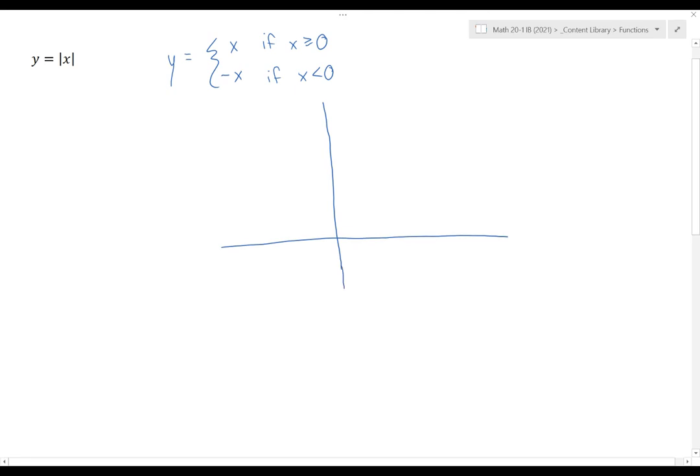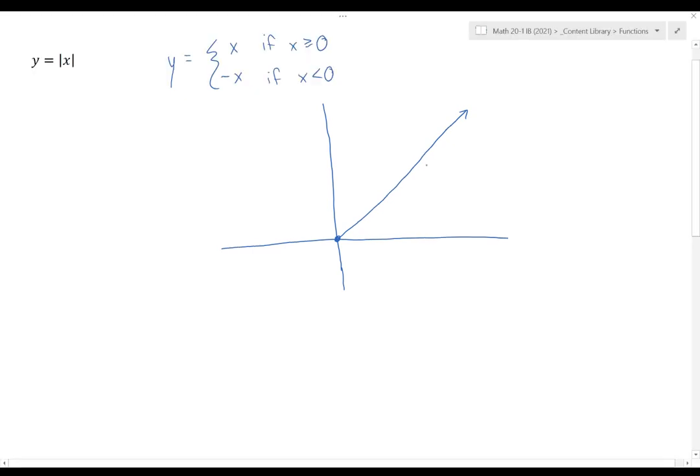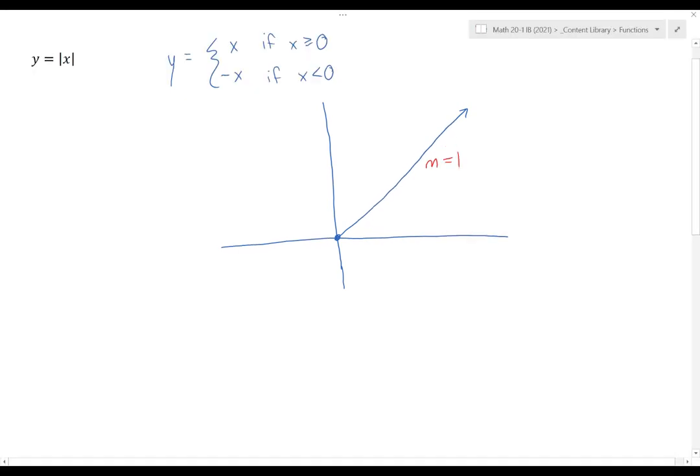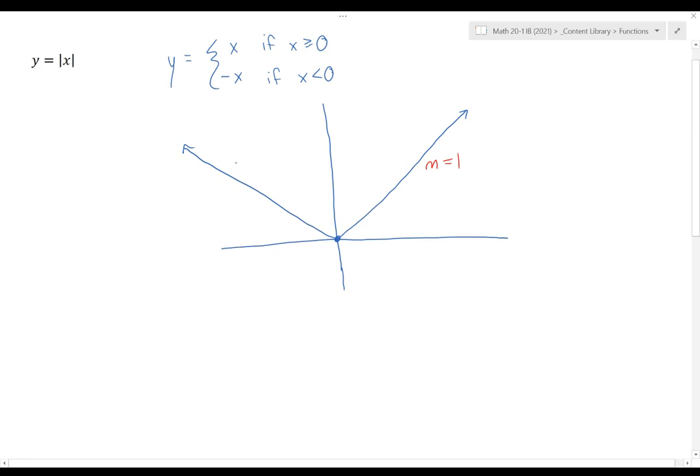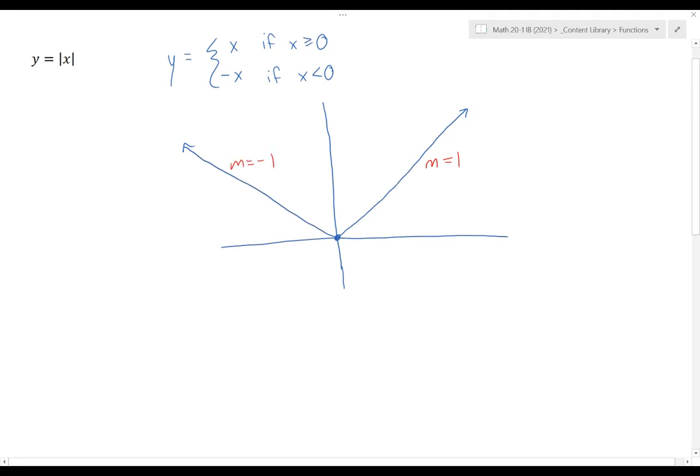So when I'm sketching this, if x is greater than 0, in other words, on the right-hand side of this graph, I draw the line y equals x. And so that's the line that goes through the origin and has a slope of 1. And if x is less than 0, so on the left-hand side of this graph, I graph y equals negative x. So that is a line still going through the origin, but in this case, the slope is negative 1. So this sharp angled shape here, these two lines mashed together, that's my absolute value graph.